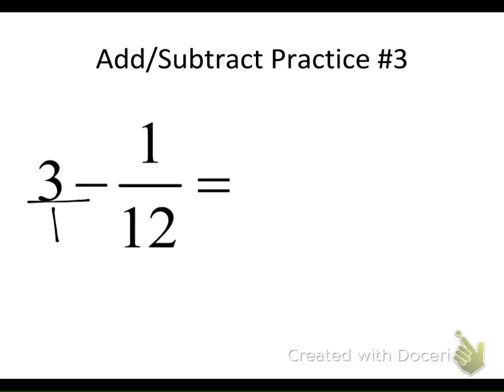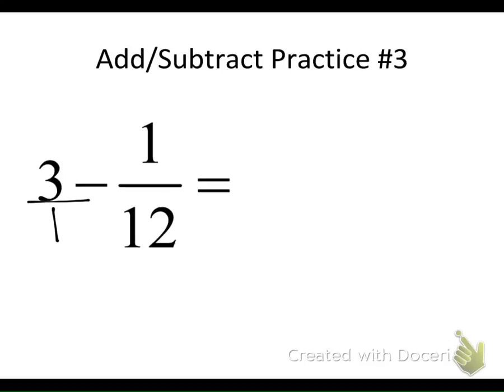Now, I need to look at, are the denominators the same? No. So I now need to find a common denominator for 1 and 12. So what least common multiple will 1 and 12 share? Think about it. What's going to be the easiest denominator to get here? Well, you have 1, right? If you count by ones, you're going to have 1, 2, 3, 4, 5, 6, 7, 8, 9, 10, 11, 12, 13, 14, 15. So if you count by multiples of 12, the first number they're going to share is what? 12. So we're going to change this denominator here to a 12.